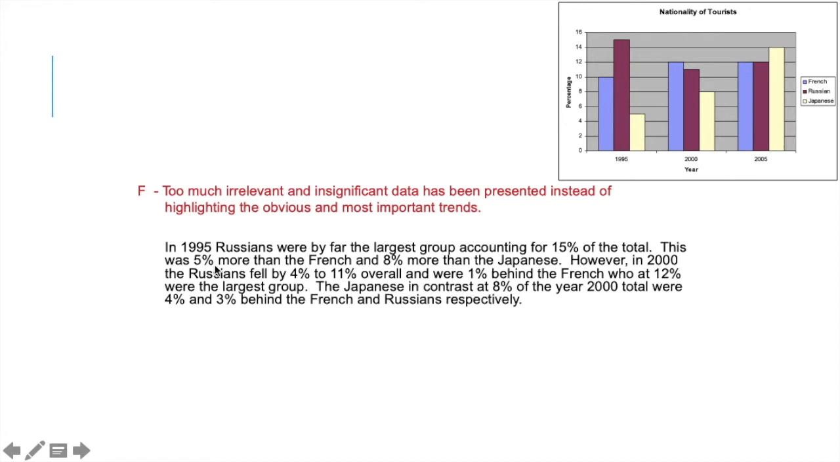This happens quite often, and it's difficult for me to select the key features and what is the most significant data. Sometimes we find that people go overboard and they just bombard their writing with facts and figures, and even though they're correct, it becomes confusing to the reader, and so you lose marks on coherence and cohesion.